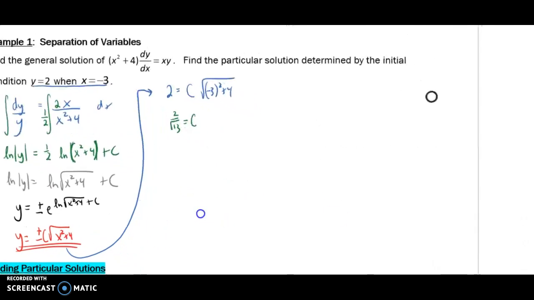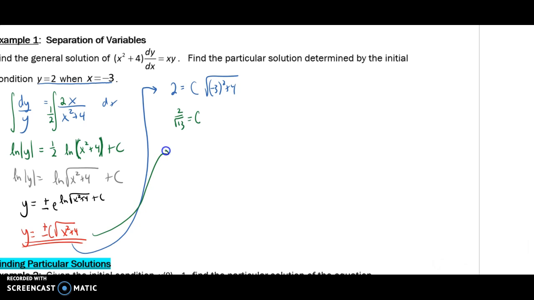Now bringing that together with what we already had, we can say that our specific equation, our particular solution, is y equals 2 over the square root of 13 times the square root of x squared plus 4.